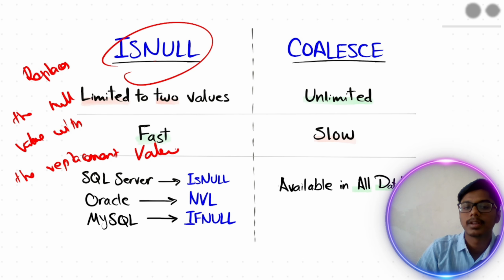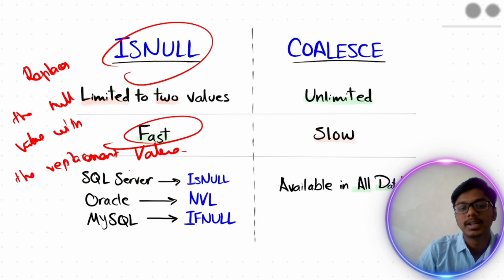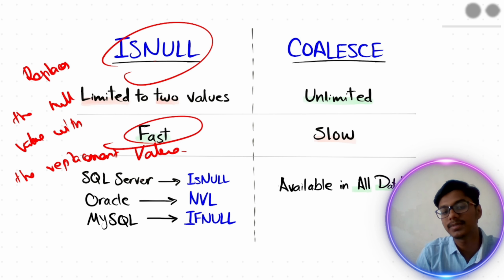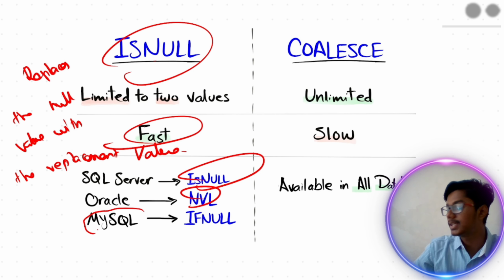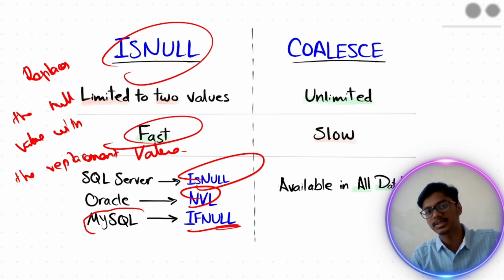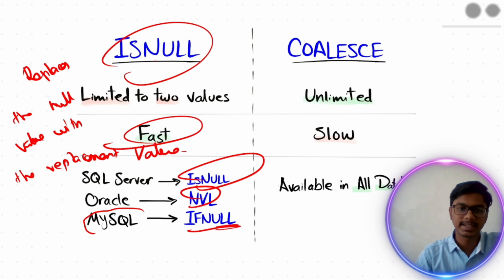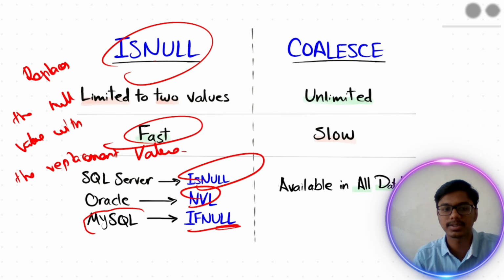The main interesting part is that in SQL Server, if you are following along with me, you can use ISNULL. If you are following along with the Oracle server, you can use NVL. If you are using MySQL Workbench, you can use IFNULL. So that's ISNULL in different servers and workbenches like SQL Server, MySQL and Oracle.